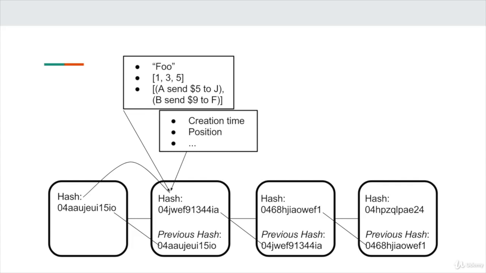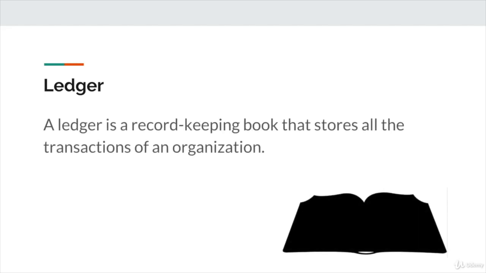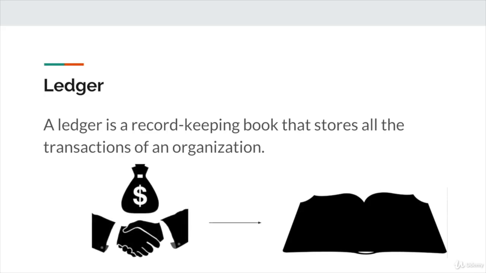There's still a few concepts from the original definition that we have yet to explore, so let's unpack those. First off, we have this idea of a ledger. A ledger is a record-keeping book that records all the transactions of an organization. It records contracts, payments, movements of assets, etc., so that the organization can track its economic history. As a ledger, the blockchain serves the purpose of storing transactional data. So the blockchain is a ledger.